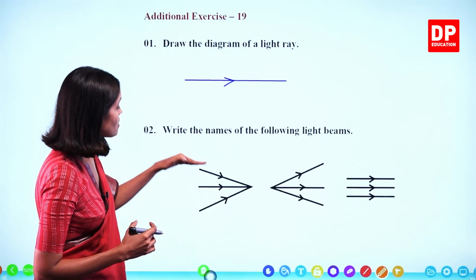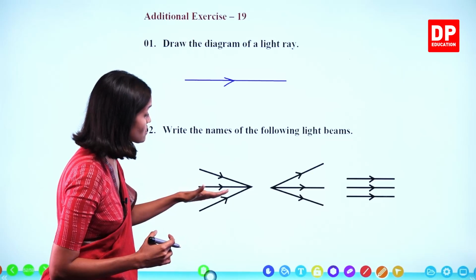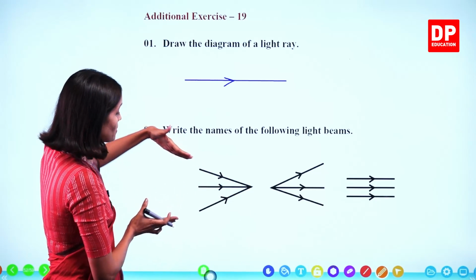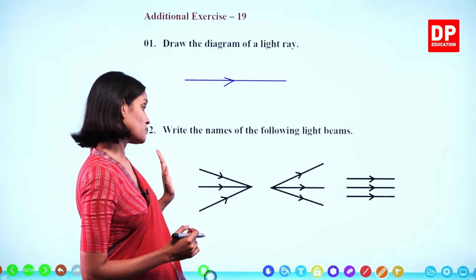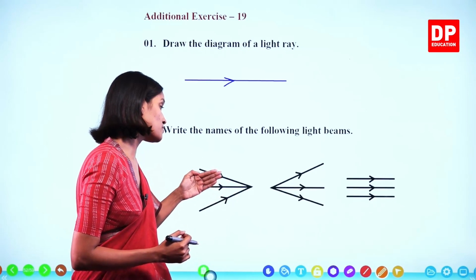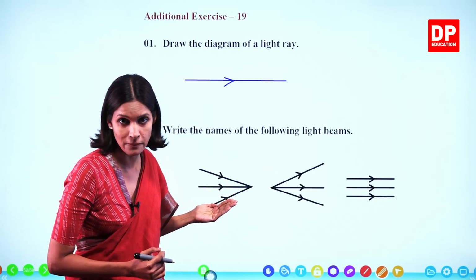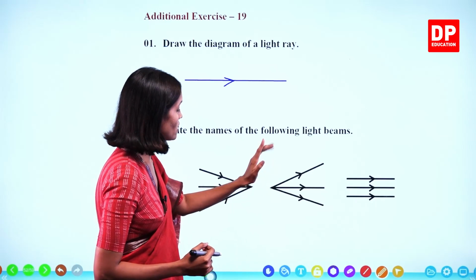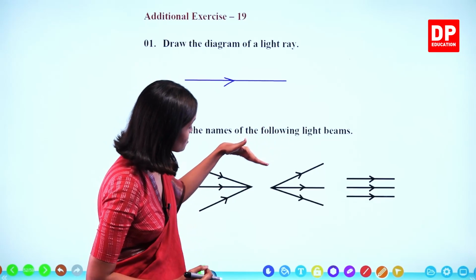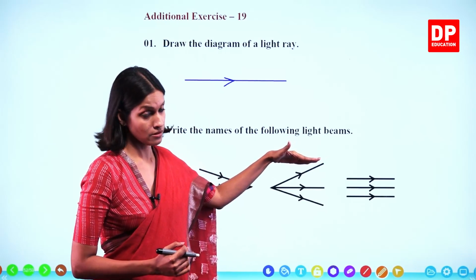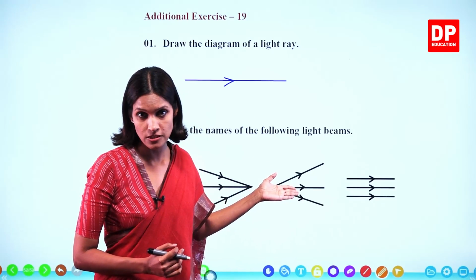Look at the first one. You all can see light rays coming from different directions to the same point. They are coming from different directions to the same point. What is the name given to these type of light beams, children? These type of light beams are known as a convergent beam. This is a convergent beam, right? What about this one? You all can see starting from the same point, light travels to different directions, right? This type of light beams are known as divergent beams, right?